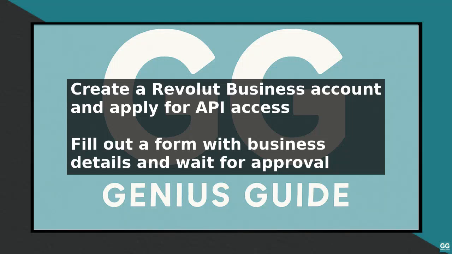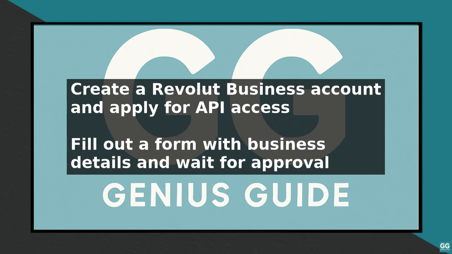How to use Revolut Business API is a comprehensive guide that explains the process step by step. First, you need to create a Revolut business account and apply for API access. This involves filling out a form with your business details and waiting for approval.